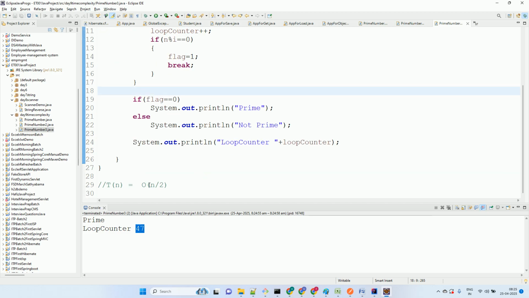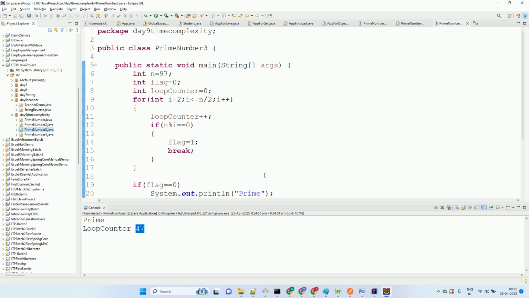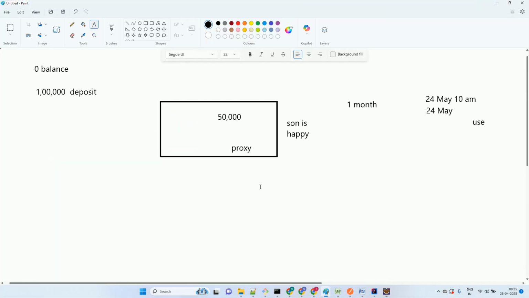Then the fourth developer comes. He says I can also make it even faster. So what he does is he says, let's say I'll explain all this mathematically. If the number is 100, what is the square root of that number? Square root of 100. How much?